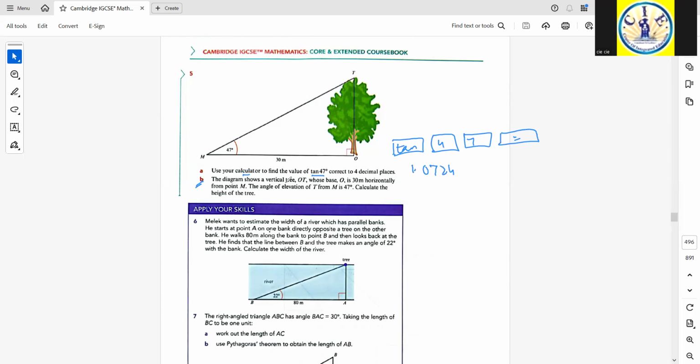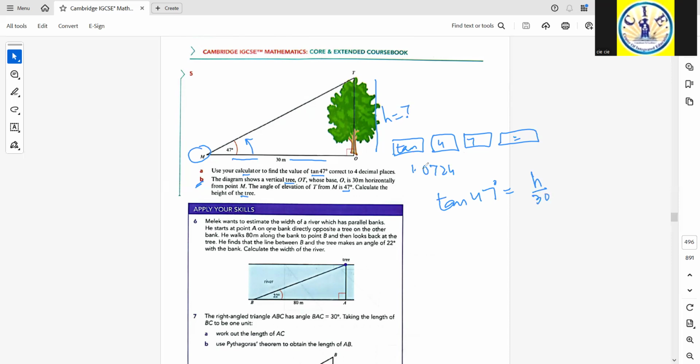The diagram shows a vertical tree OT, whose base O is 30 meters horizontally from point M. The angle of elevation of T from M is 47. Like the angle above the horizontal is this. Calculate the height of the tree. We need to find the height of the tree. So we can use the tangent ratio. Tangent of 47 degrees is equal to the opposite side, which is OT, or which represents the height of the tree, divided by 30.